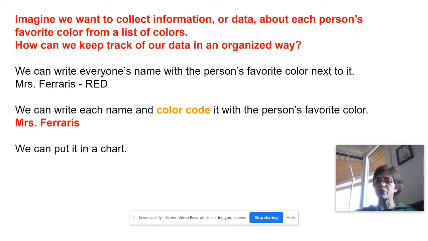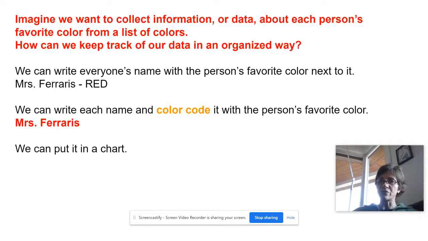Imagine we want to collect information or data about each person's favorite color from a list of colors. How can we keep track of our information in an organized way? We could write everybody's name with a person's favorite color next to it, like I did over here. This is Ferraris likes red. We can write each name and color code it with a person's favorite color, like this.